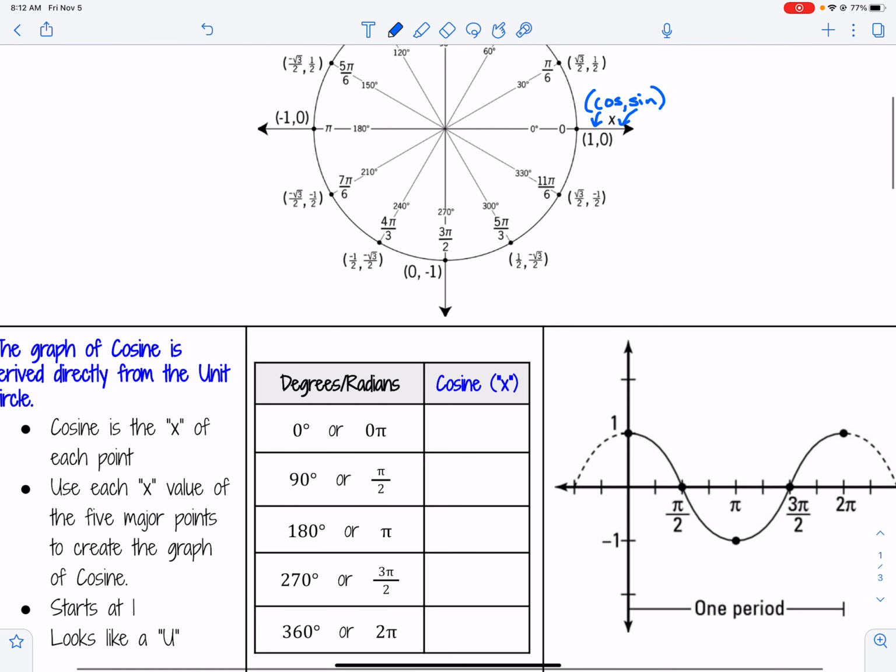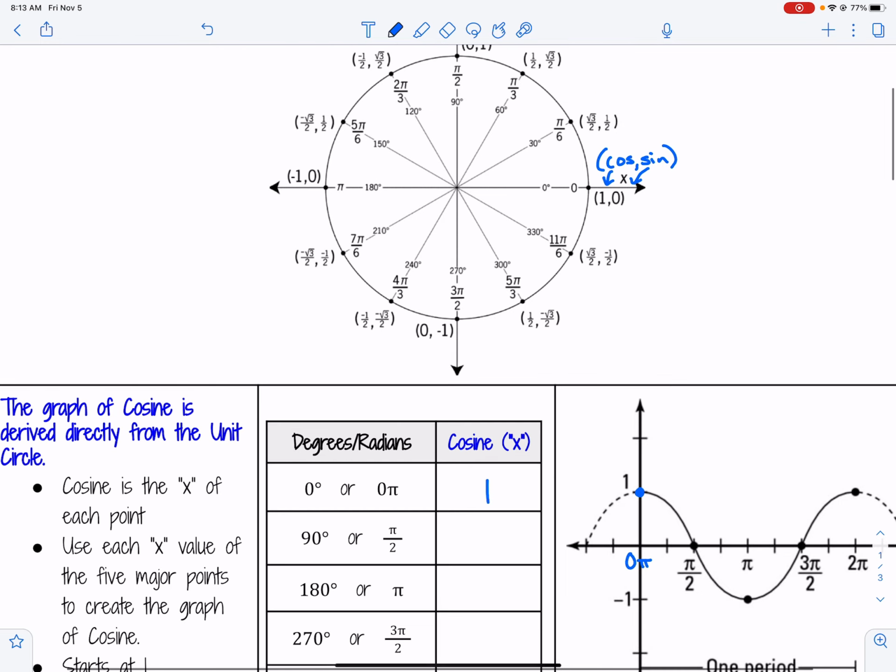So if we go to our degrees or radians on our unit circle and we find 0 or 0 pi, that is this first spot right here where we start, like our initial starting point. And we see that the cosine value right there is 1. So notice over here, 0 is our starting point, like 0 pi or 0 degrees over here on our graph, goes with 1. It directly relates to the unit circle.